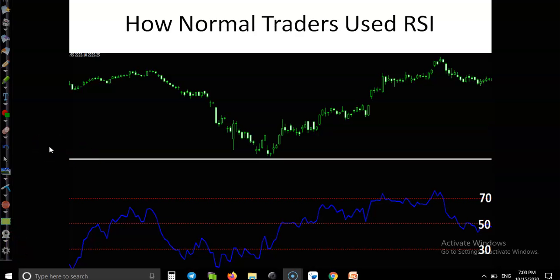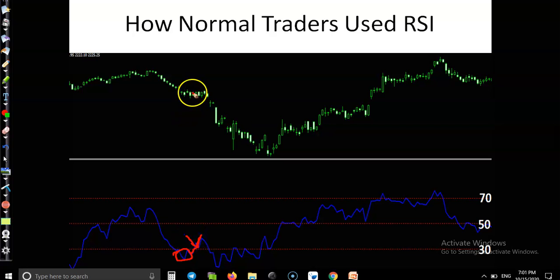How does a normal trader use RSI? Basically a normal or amateur trader uses three RSI levels: 70 or 80, 50, and 30 or 20. Most new traders use it like this: when price enters above the 30 level, they place a buy order. Now you can see price was running here below 30, and when price entered above 30, they placed a buy.